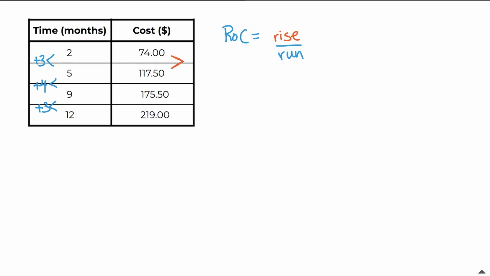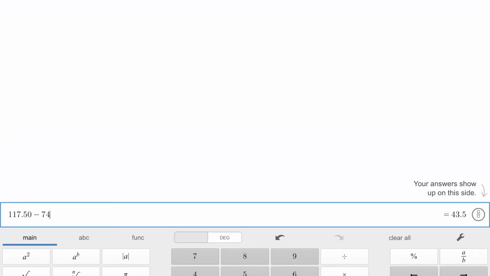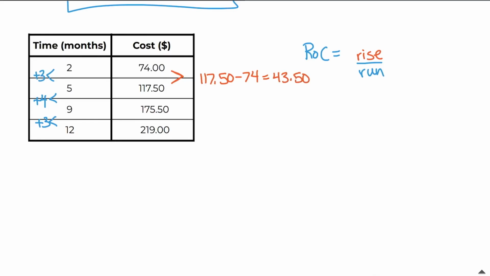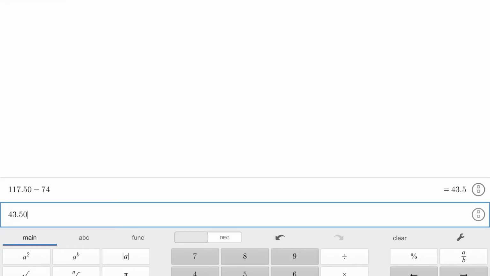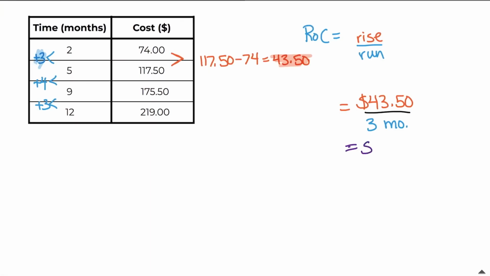So I'm going to figure out what this is by subtracting. When I subtract 74 from 117.50, I end up getting $43.50. So here we know that our rise is $43.50 and its corresponding run is this 3 months right here. So let's go ahead and divide those two values and see what we end up getting. And I get $14.50. So here we know our rate of change is $14.50 per month.